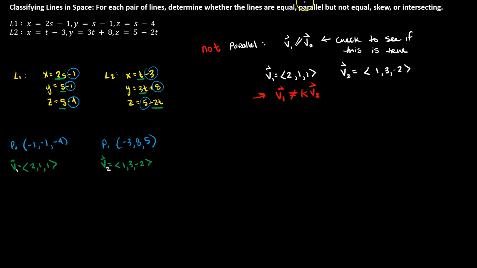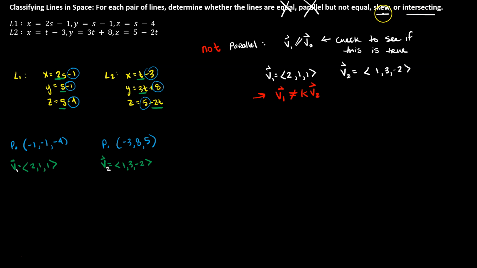So we know that they're not parallel, and if they're not parallel, then they absolutely are not equal. So we have two possibilities. Either they're skew, they never intersect, or they do intersect. And this can be quite a bit of work.